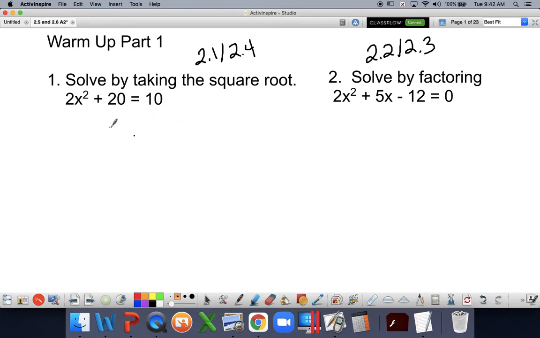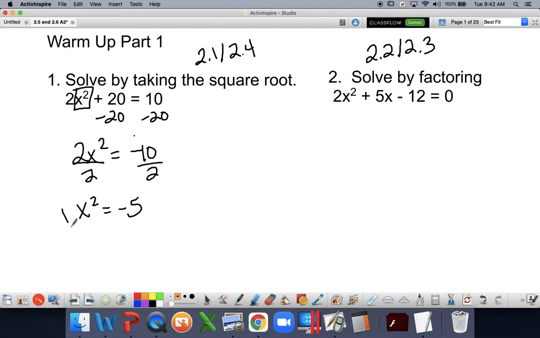So for this first one, I'm going to solve by isolating the x squared. Since I'm solving by taking the square root, I want to get the x squared all by itself. So I get x squared equals -5. I then take the square root of both sides, and I get positive and negative i square root of 5, because I want to take out that square root of -1 from the radical.